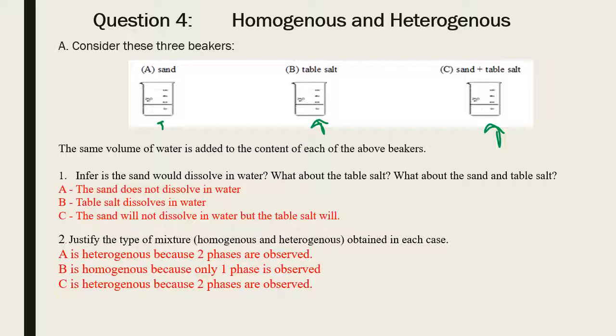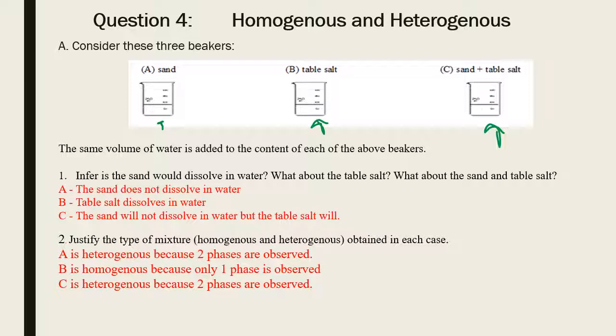So infer if the sand would dissolve in water with the table salt and with the sand and the table salt. The sand does not dissolve in water, the table salt will dissolve in water, and in the mixture the sand will not dissolve, but the salt will. Even if we add sand and salt and water together, the sand won't suddenly dissolve or the salt won't suddenly not dissolve. They still have the same physical properties. The sand will still not dissolve and the table salt will still dissolve.